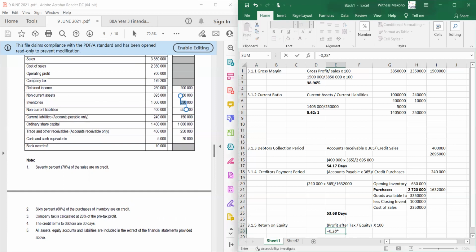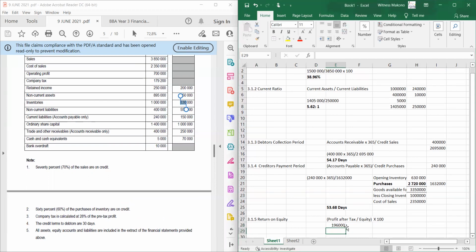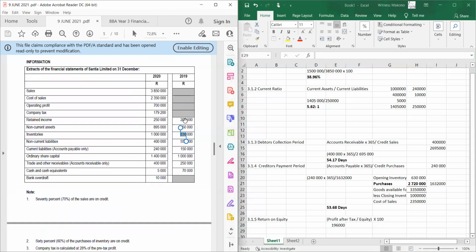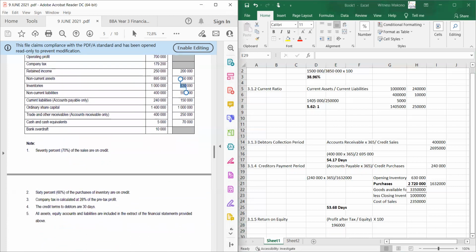Yeah, it's not right. Times 700, then you get 196. But here we have got 179, which is not it. The figure that we should have gotten was 176. Okay, let me see if there's another thing that I left.